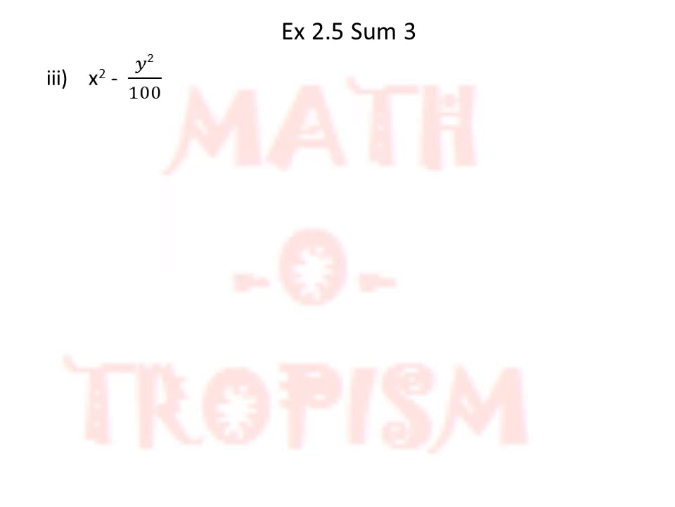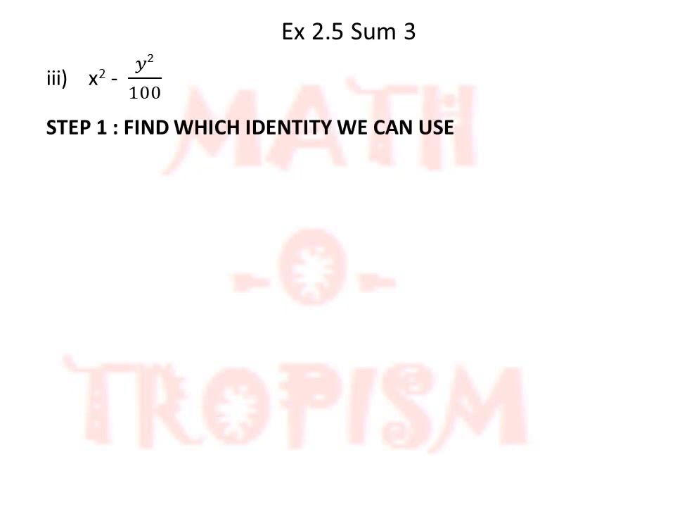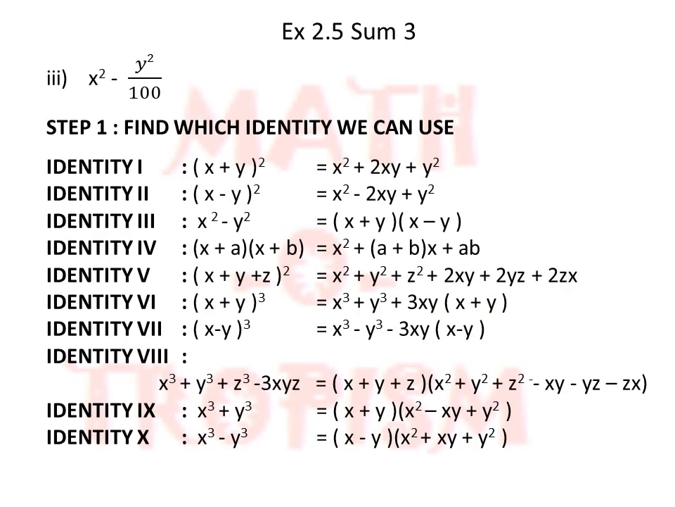The third one is x square minus y square by 100. So here the first term is a square and then minus of another term. When we look into the list of the identities, we can see that the third identity is similar to this sum, where x square minus y square is x plus y into x minus y. So we are going to use identity 3 here.